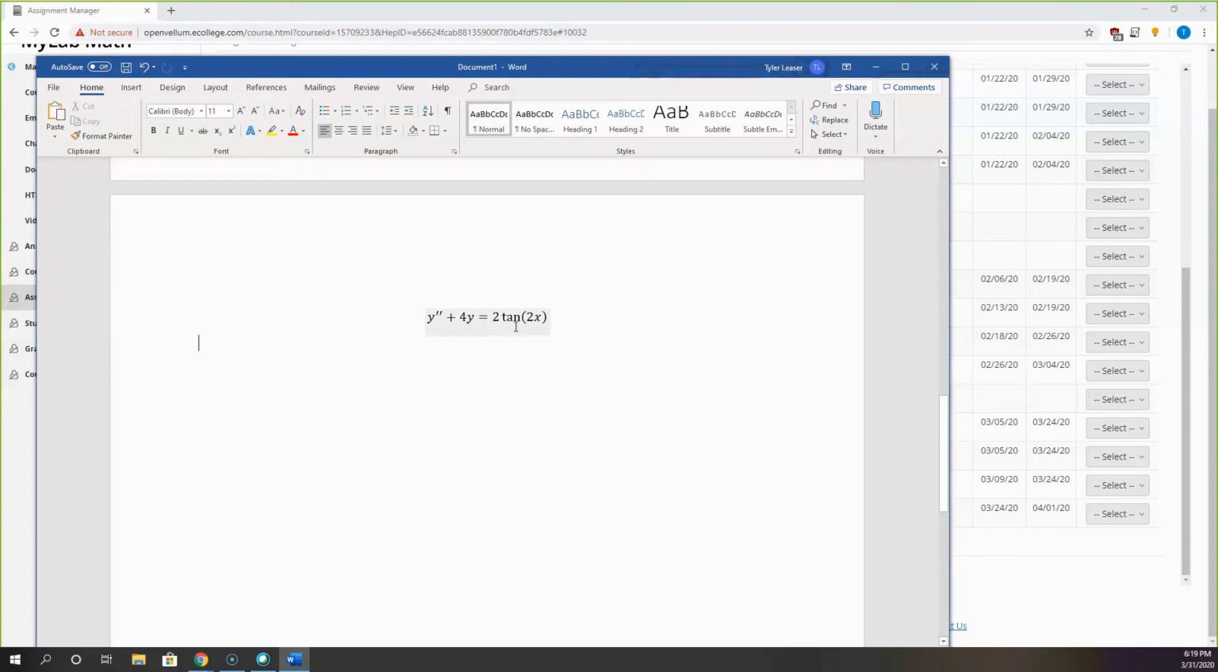Sorry, say that one more time. Okay, so for the undetermined coefficients, you can only have polynomial, e stuff, or cosine or sine. And that's it. Okay. So if the function on the right-hand side is anything else besides this stuff, you have to use the variation of parameters. Okay. That's what we're going to do here. Variation of parameters.